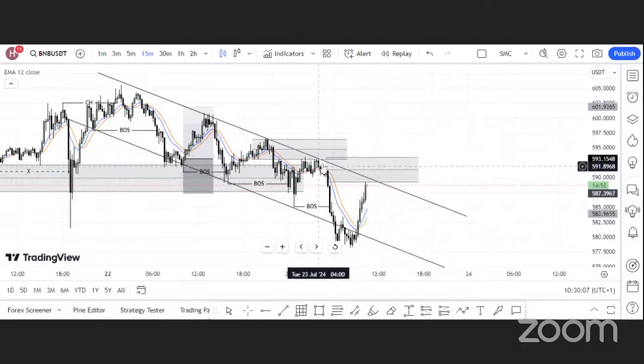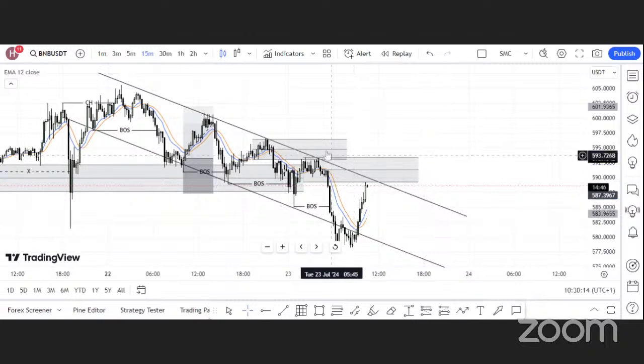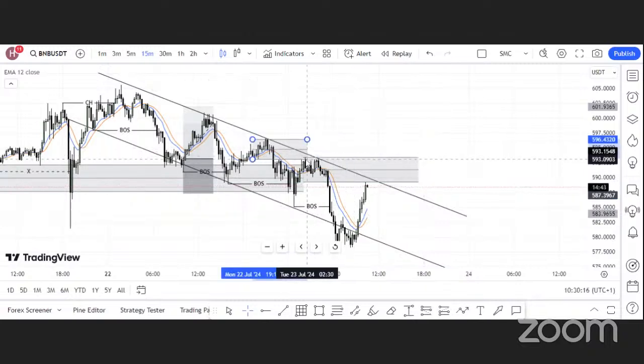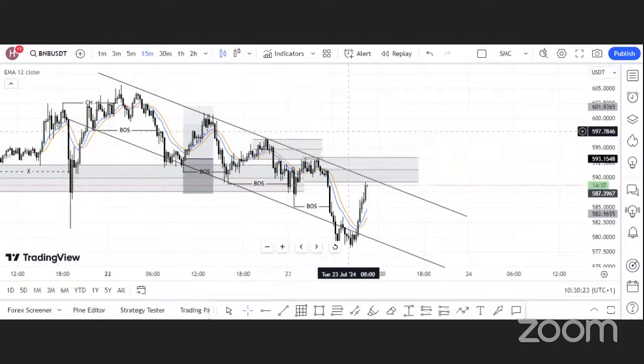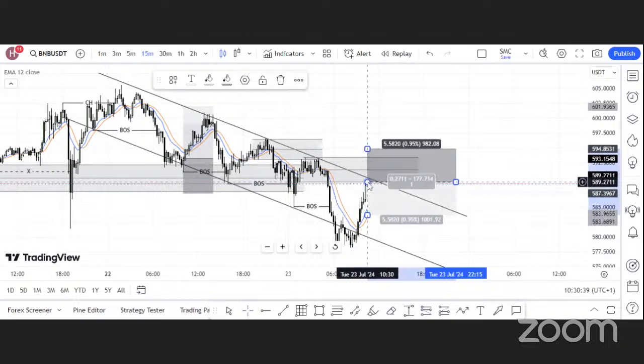So what I want to do now is, and this also helps you to calculate where your stop loss should be. I'm going to show you how I do that. This will also give you a hint on where you should set your stop loss and your take profit. So now let's say my entry is from right here.